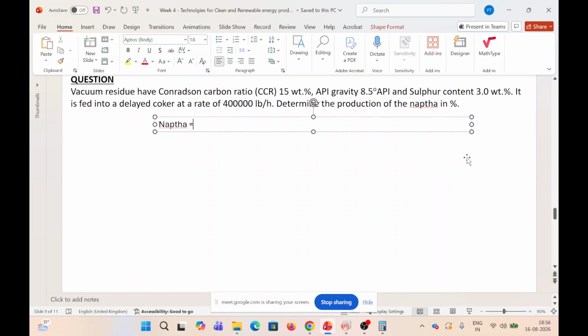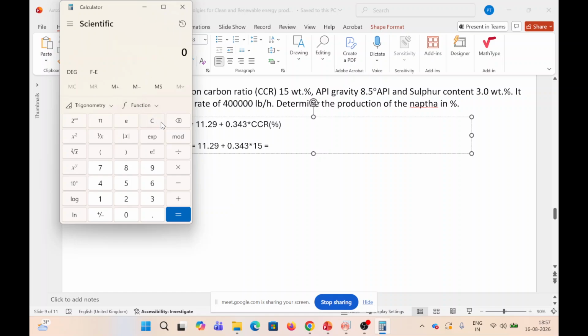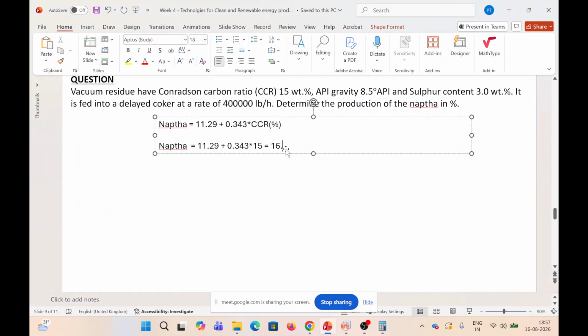So naphtha will be equal to 11.29 plus 0.343 times CCR percentage. Remember, CCR here is in terms of percentage. If you do the calculation, naphtha is 16.435. This is in terms of percentage.